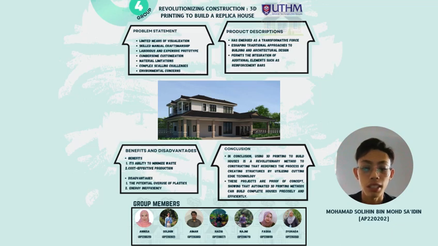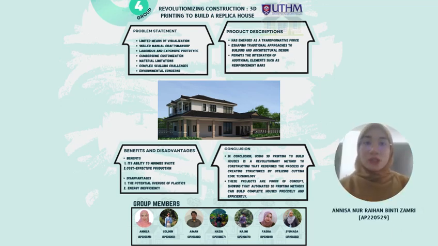The third is customization and design freedom. The capacity of 3D printing to produce intricate and bespoke designs is one of its primary benefits. A complete range of customization and design freedom can be achieved while constructing a 3D printed replica home.